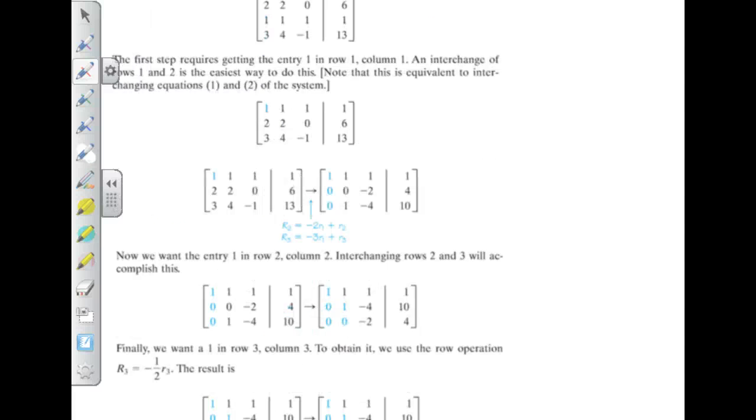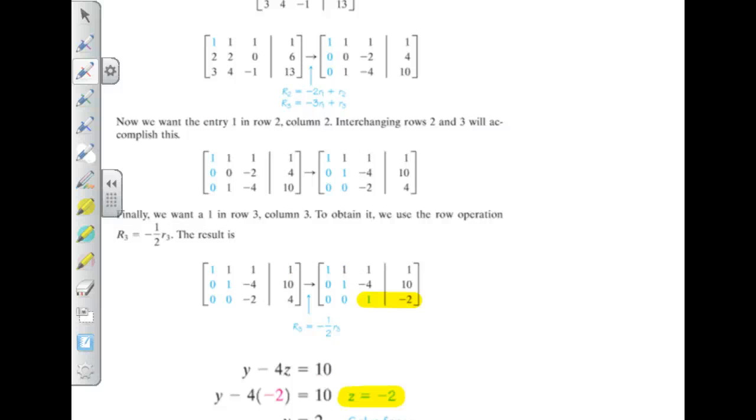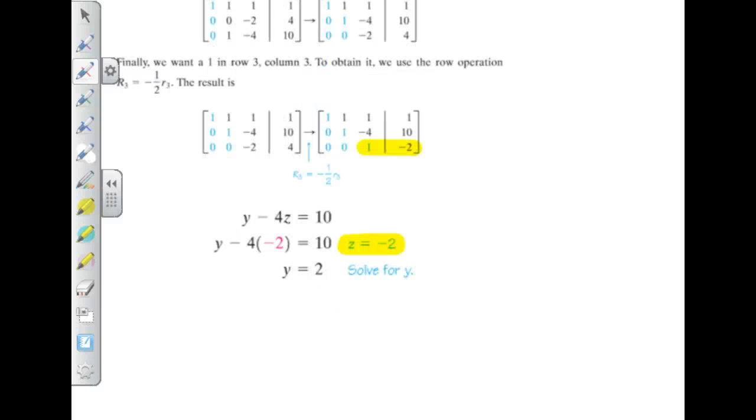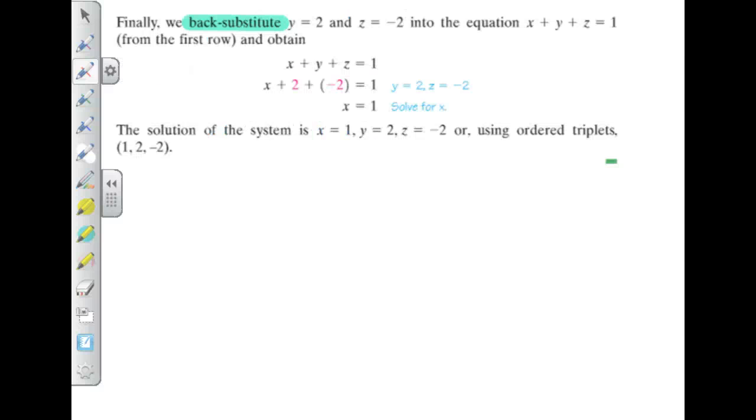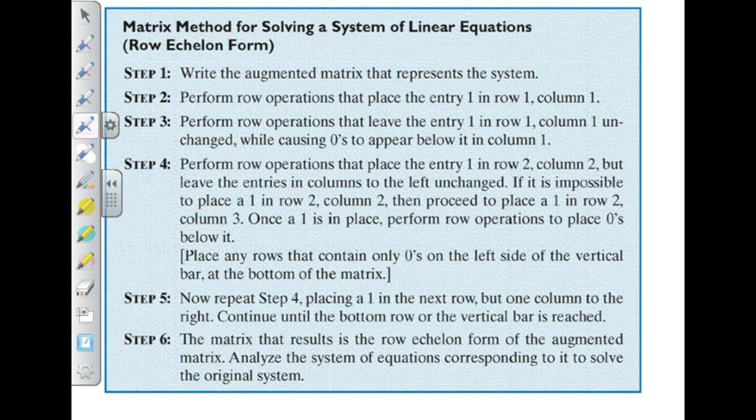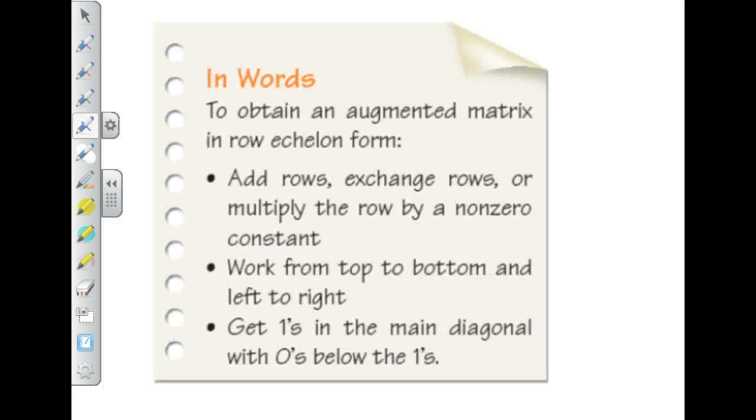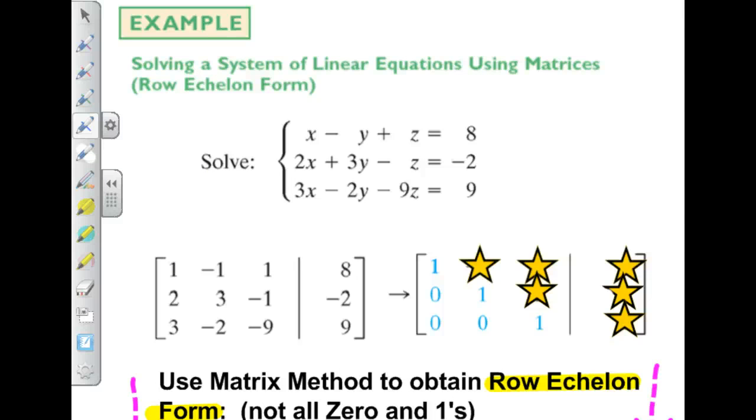Here's how the author did it. Boom. They got the same thing, didn't they? Certainly. So yeah. Z equals negative 2, and boom. There's the solution. 1, 2, negative 2. So there's your definition for row echelon form and the examples. The rest of this is just more examples.